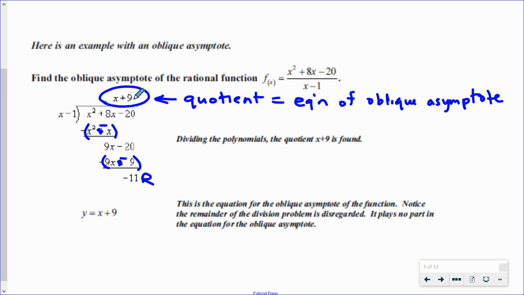What really matters is the quotient, okay? The quotient is the equation of the oblique asymptote. So this function approaches the slant asymptote at the equation y equals x plus 9. Okay, the remainder doesn't really matter because as x gets really, really big, this expression gets closer and closer to x plus 9.